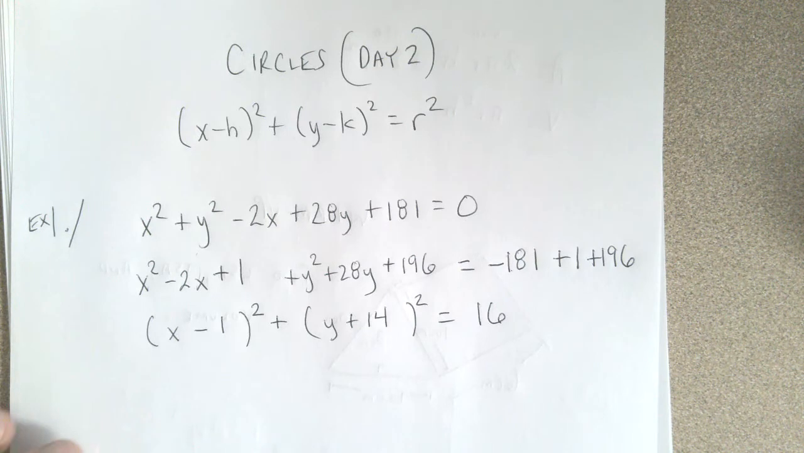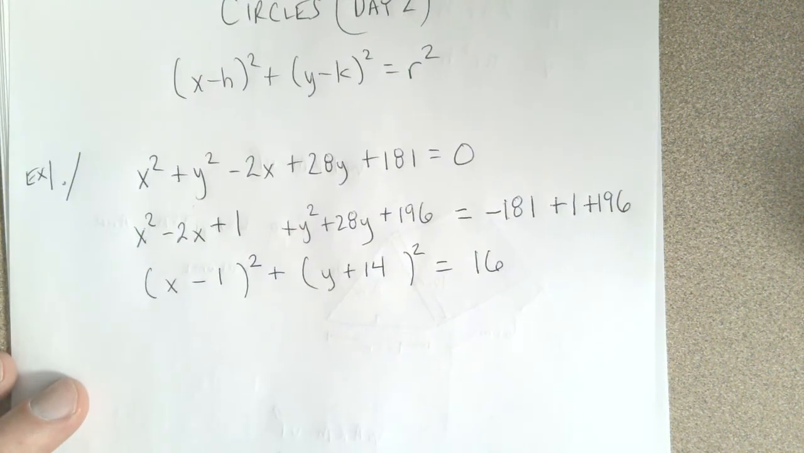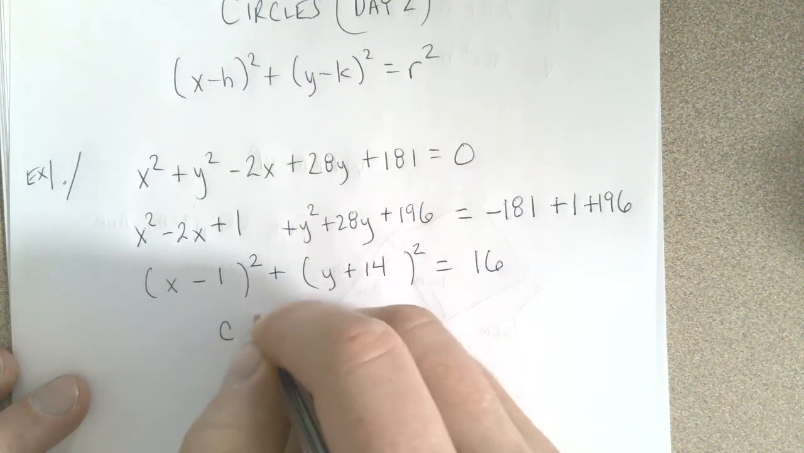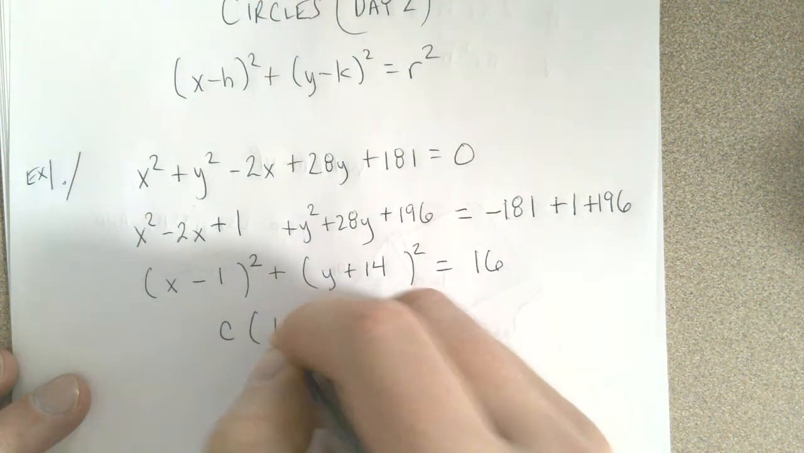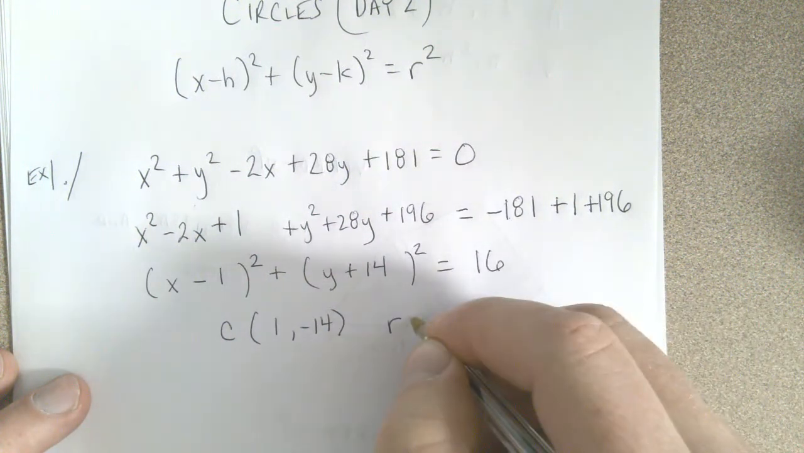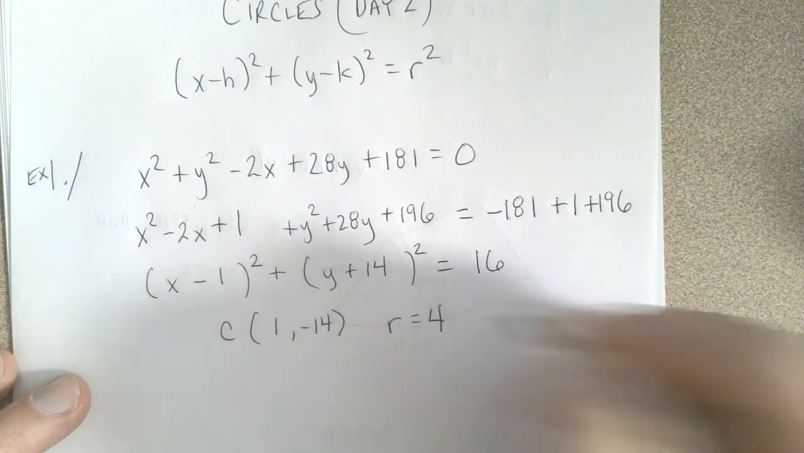And now it makes it pretty simple for us to identify the center and the radius. What would the center be? 1, negative 14, with a radius of 4.